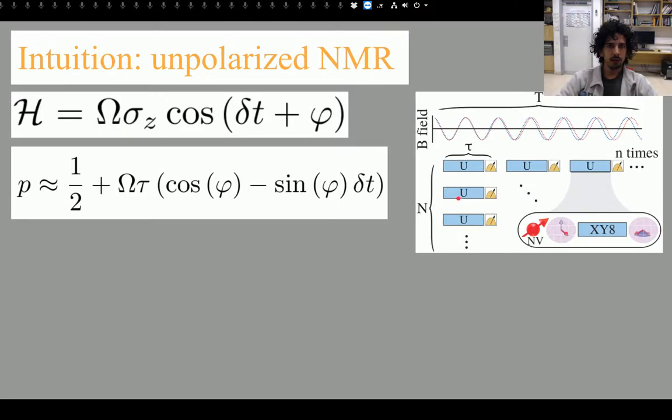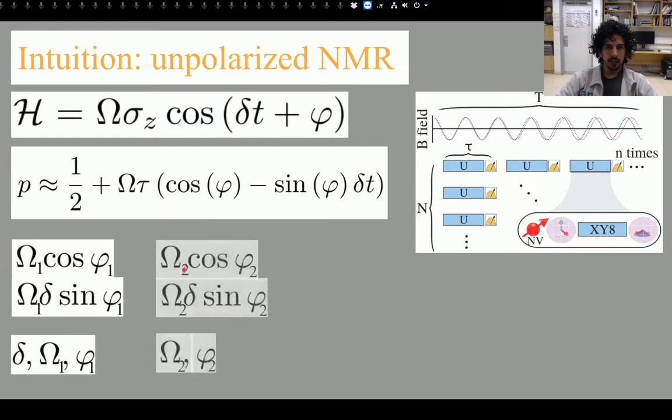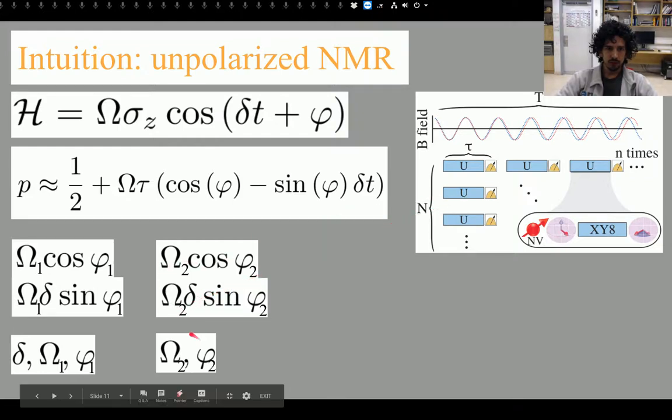But what happens in the case of a signal that is more similar to an NMR measurement? In an unpolarized NMR measurement, each time we lose coherence, the amplitude also changes. So if we have this probability function, each dataset will give us 2 more constraints, but also 2 extra free variables to estimate, and this poses a problem.